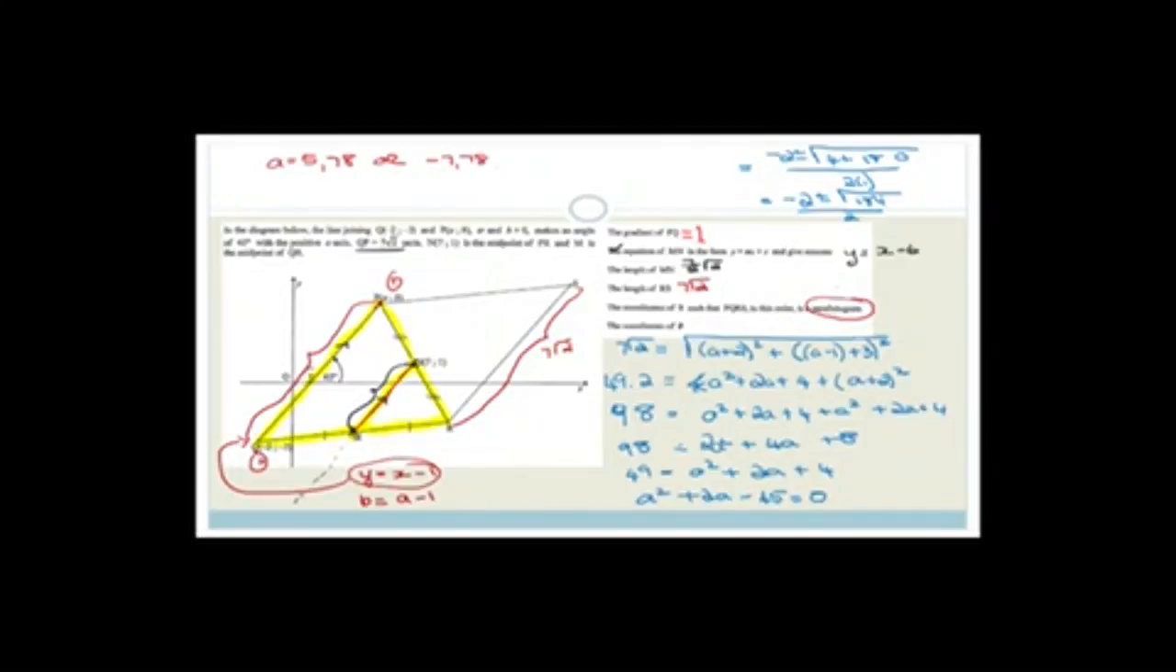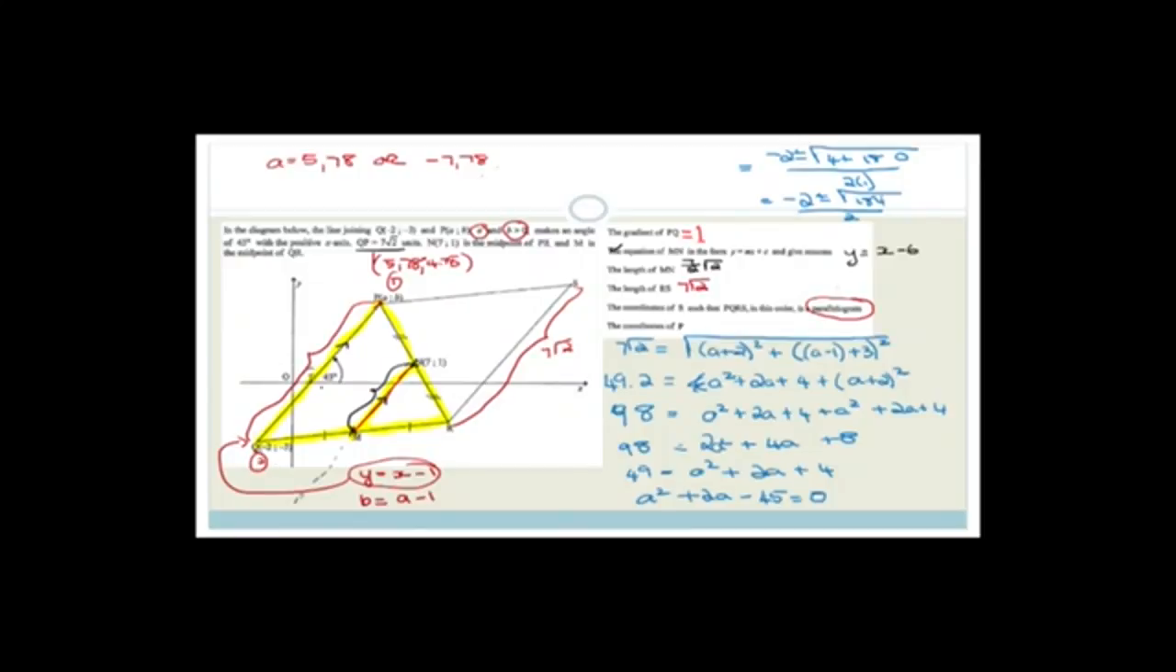What did they say? They said that A and B are both greater than 0, okay? Which means that the A value of this has to be 5.78, and the B value, therefore, is going to be 4.78. Why is the B value 4.78? Because B is A minus 1. So now we know what these values are, okay?